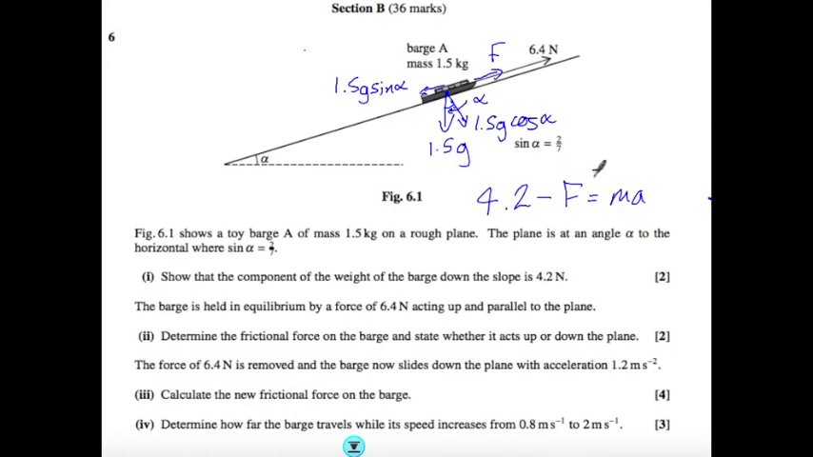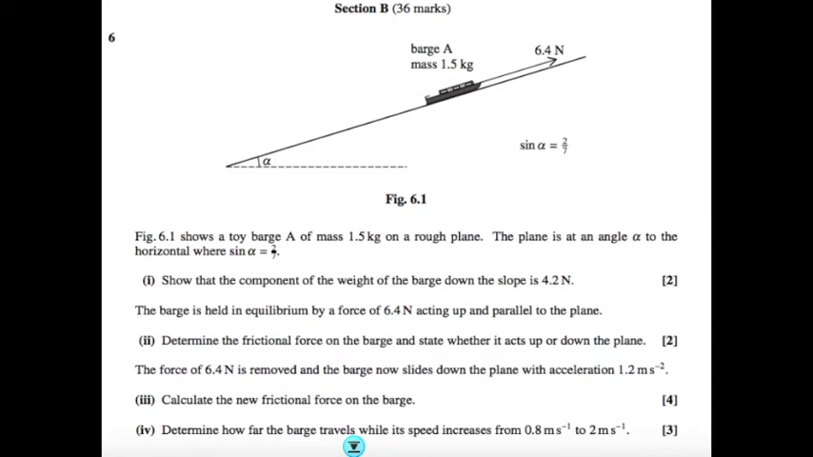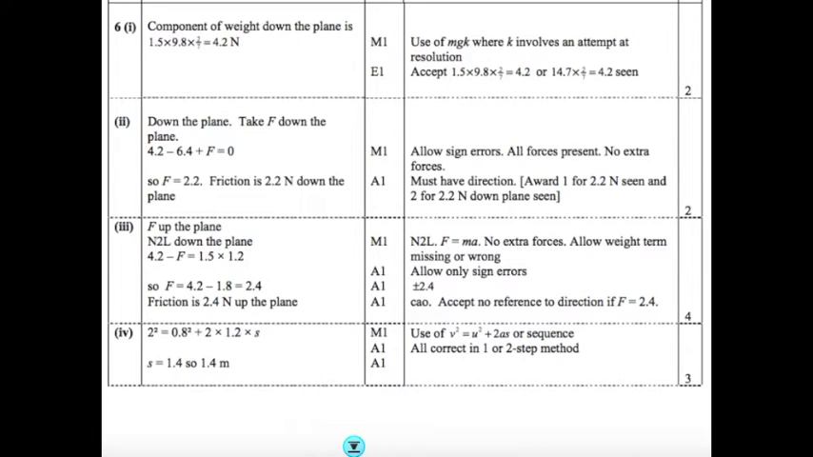So ma we can actually work out. We know the mass is 1.5 and the acceleration is 1.2. I'm sorry, this is all over the place. To work out F we have to do 4.2 minus 1.5 times 1.2, and I'm going to cheat because I haven't got my calculator, so we can see the same working here. That should give you 2.4 newtons, and that's going up the plane.